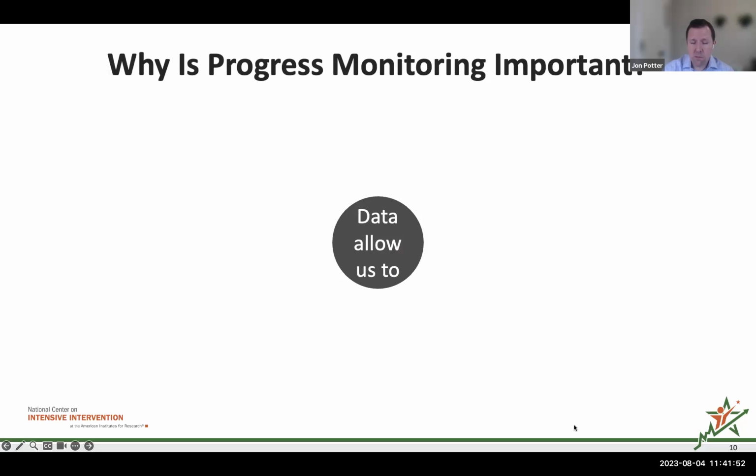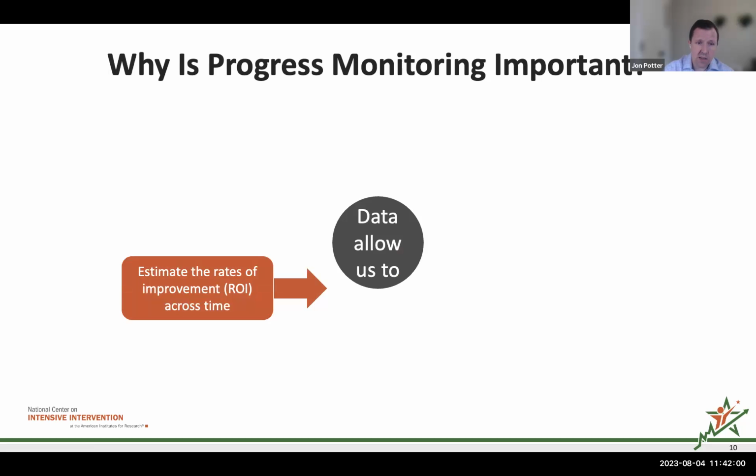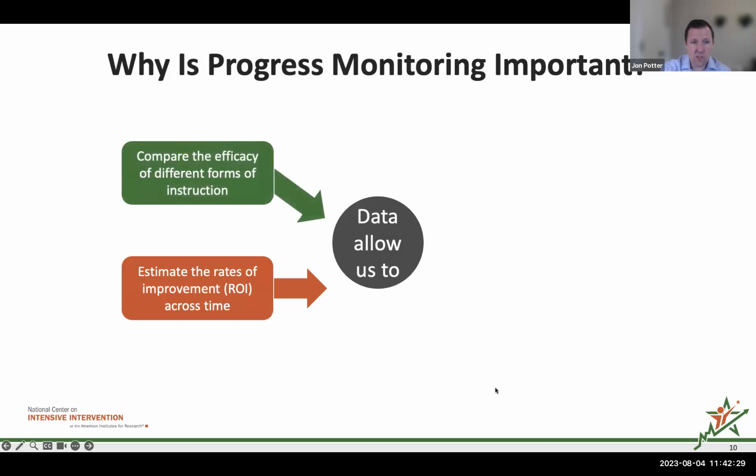So why is progress monitoring important? Because that data is highly useful for a number of reasons. First, it allows us to estimate the rate of improvement across time. Again, it's not just looking at one data point, but it's looking at an average over time of where students are headed. If we're delivering an intervention, I don't want to wait until 6 to 8 weeks, when the intervention may be almost over, to find out, did it work or did it not work? I want to monitor progress all along the way to be able to change instruction in a responsive way to what the students need. So it'll allow us to do that with our students.